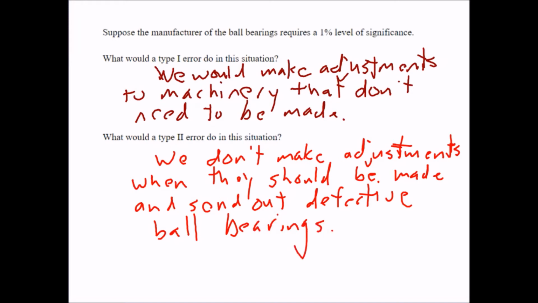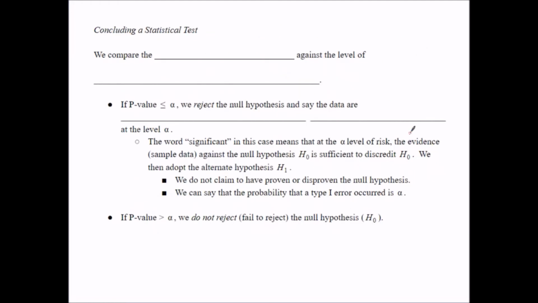And if somebody's going to get a shipment of defective ball bearings, they're not going to be too happy. So neither case is great, but a type 1 I think is a little less significant than a type 2. Type 2, you send them out, they're unusable, whereas type 1, you're kind of slowing down production.